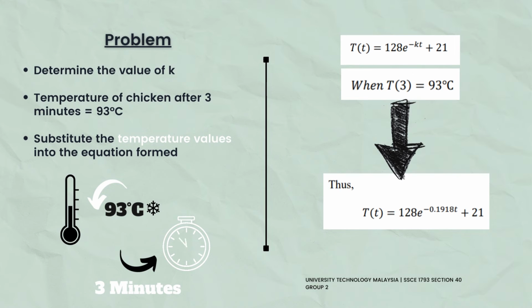To determine the value of k, use again the data that have been given to us. Knowing that the temperature of the chicken after 3 minutes, which is when time t equals 3, is 93 degrees Celsius, substitute the values into the equation to find k.